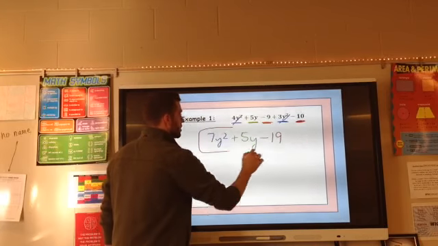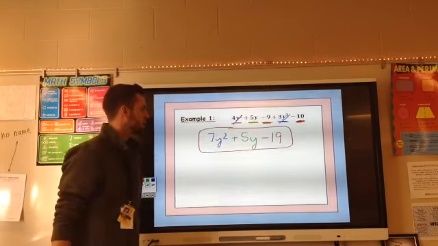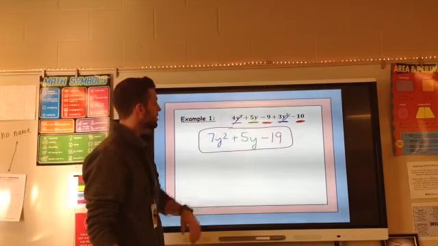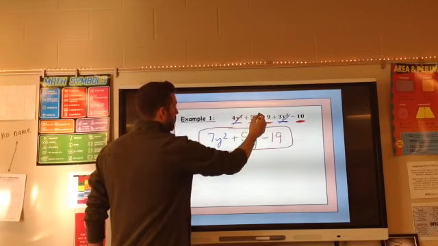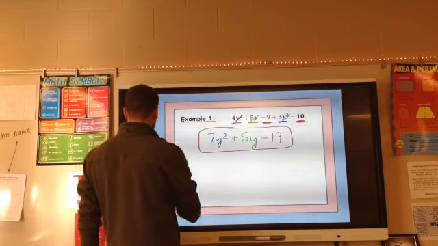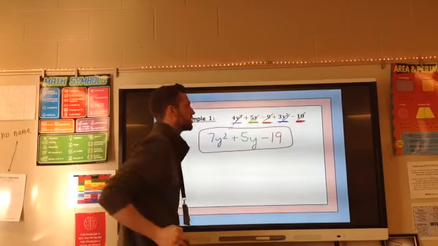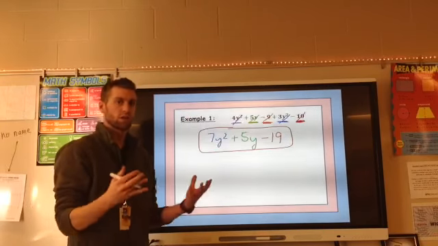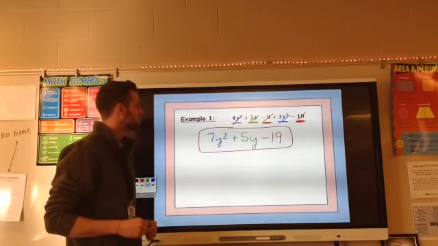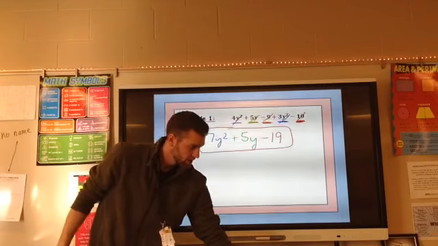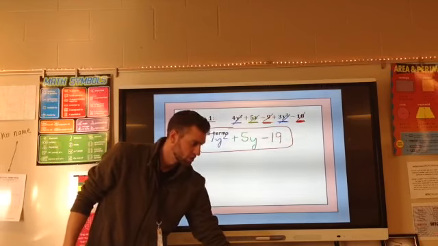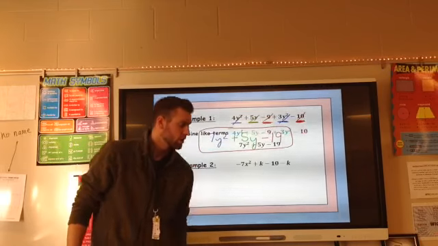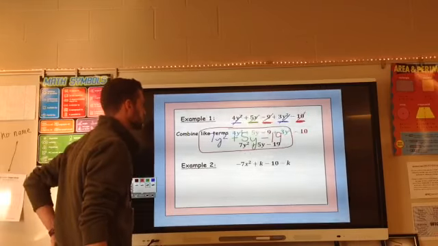So now here, I added my like terms together. I got my y squareds done, I got my y's done, and I got my constant numbers done. Just our regular counting numbers, our integers. Let's look at one more example here. We'll look at the bottom.